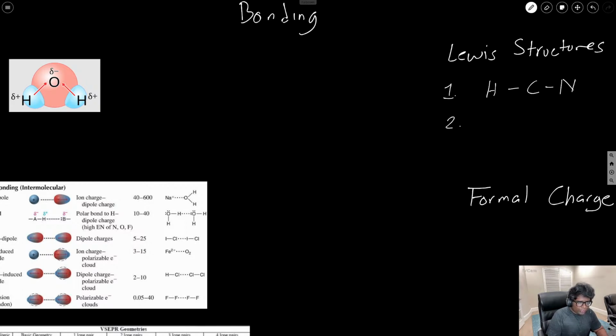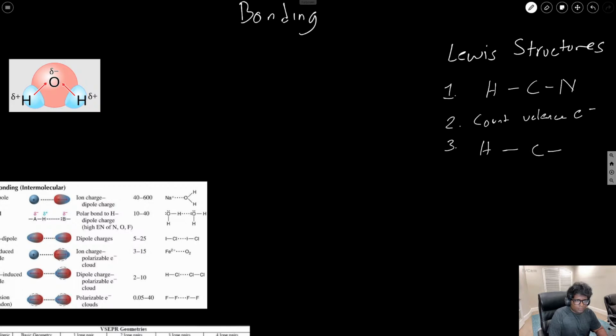So now we just start writing. Let me count valence electrons. Now step 3, let's see. I'll erase formal charge for a second so I can have more room. Step 3, now we draw all the single bonds. Now the next step, step 4, is completing all the octets. So let's start with nitrogen, let's fill that out.